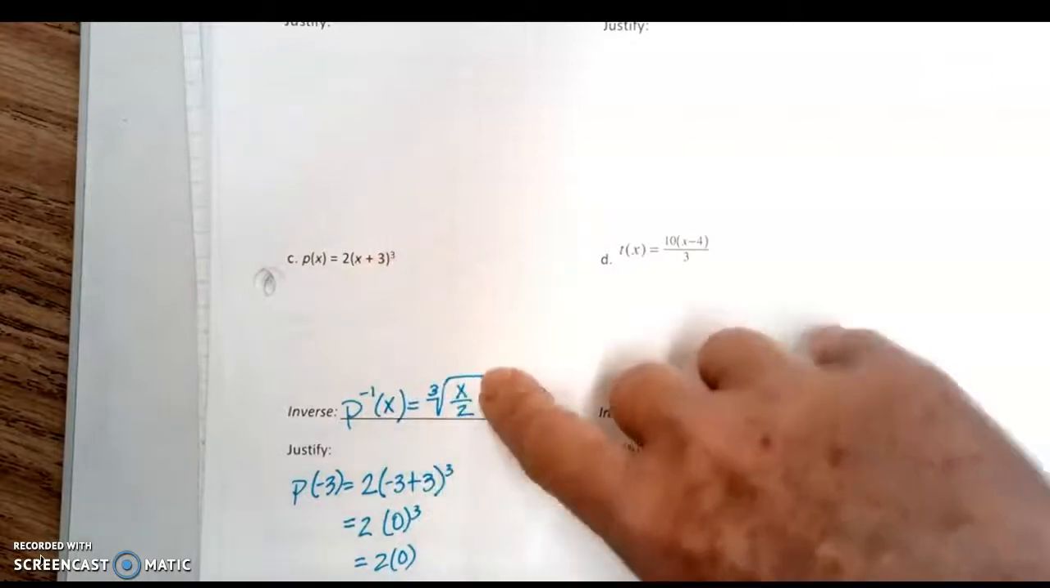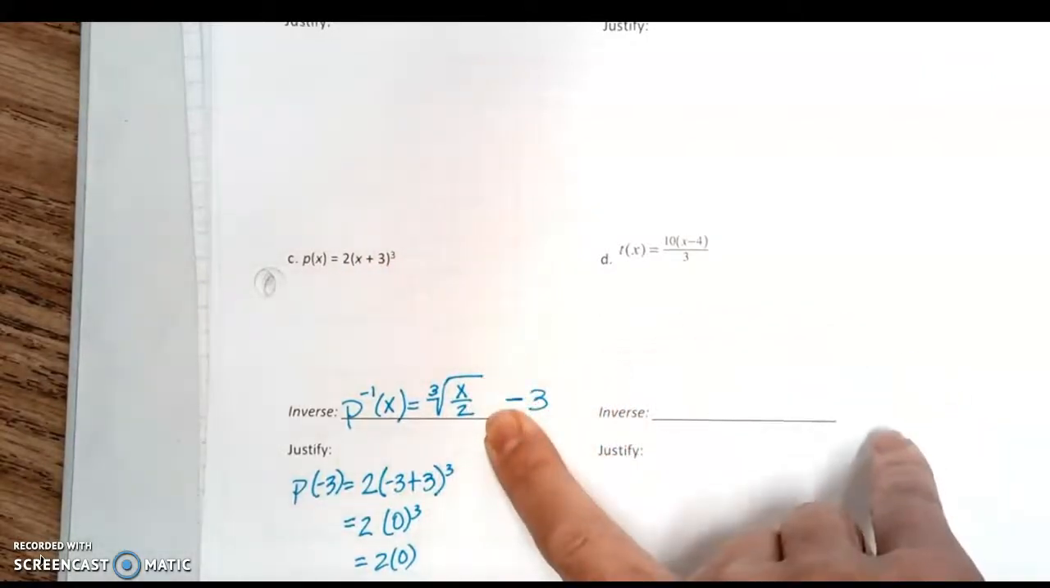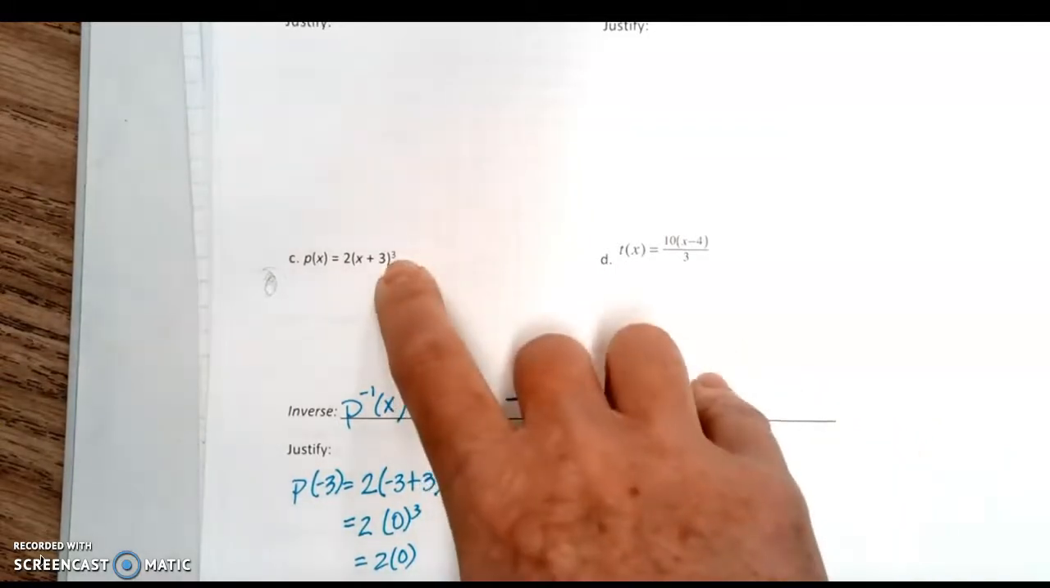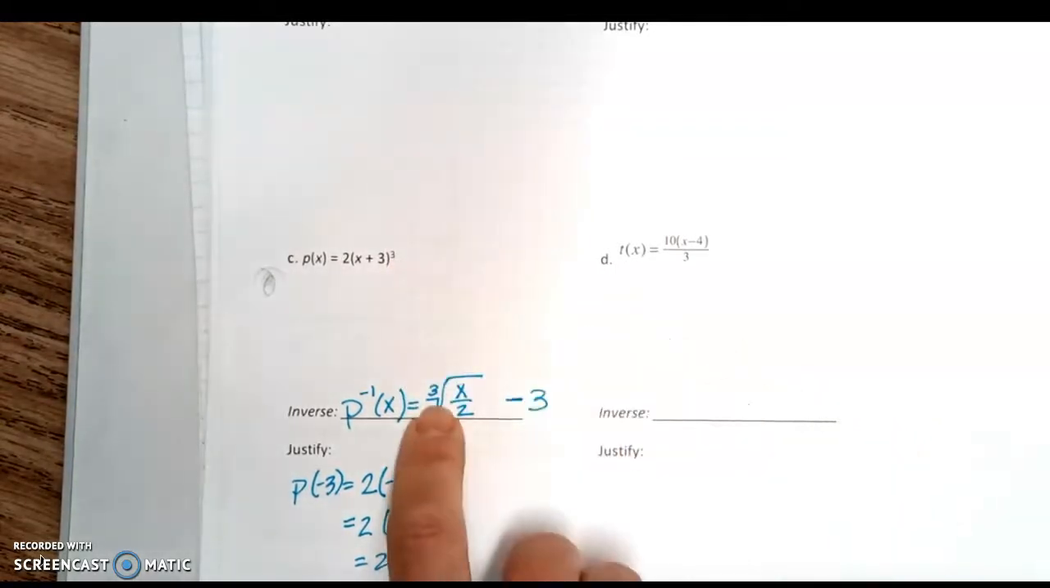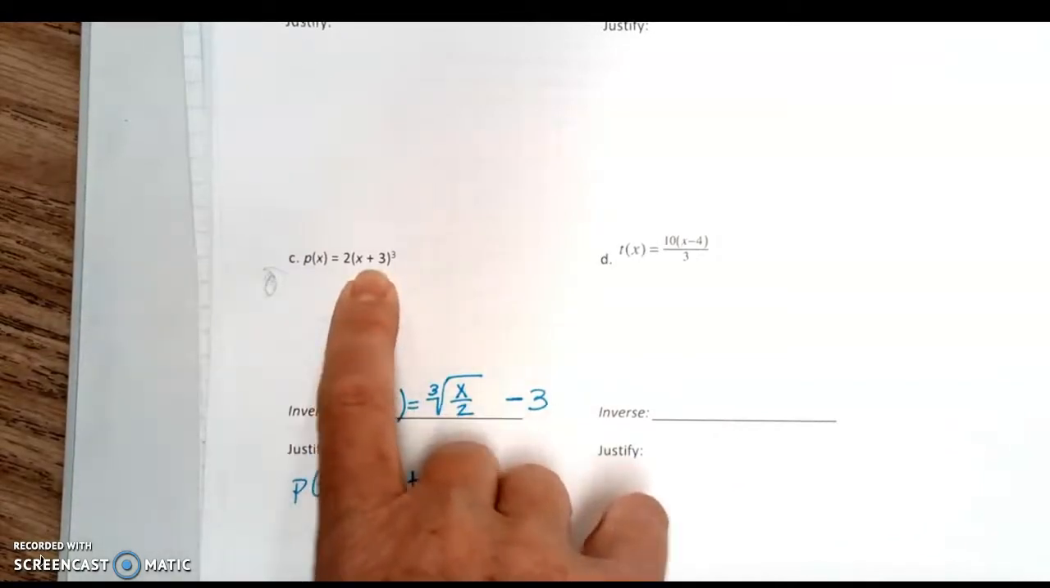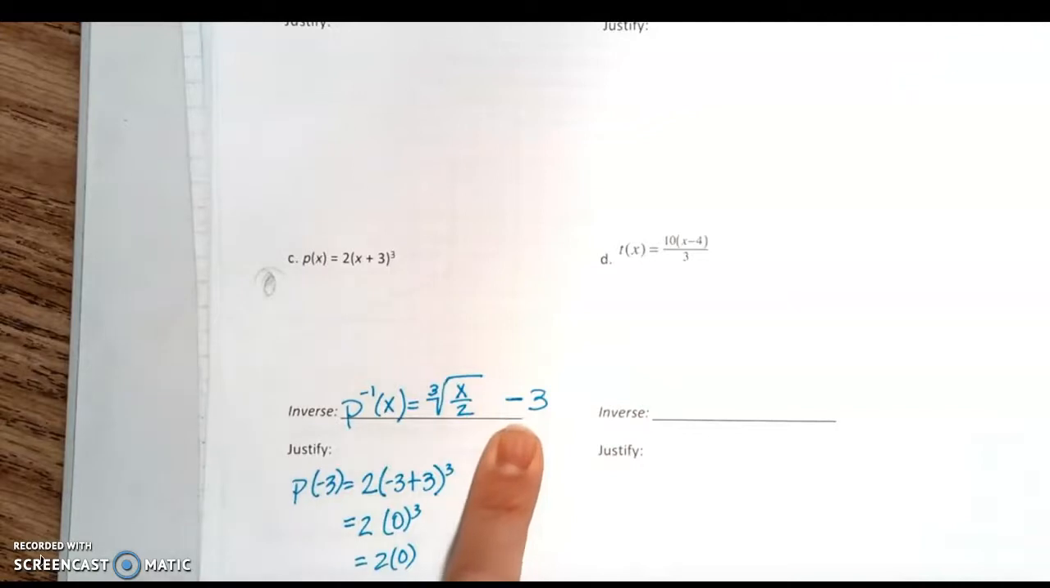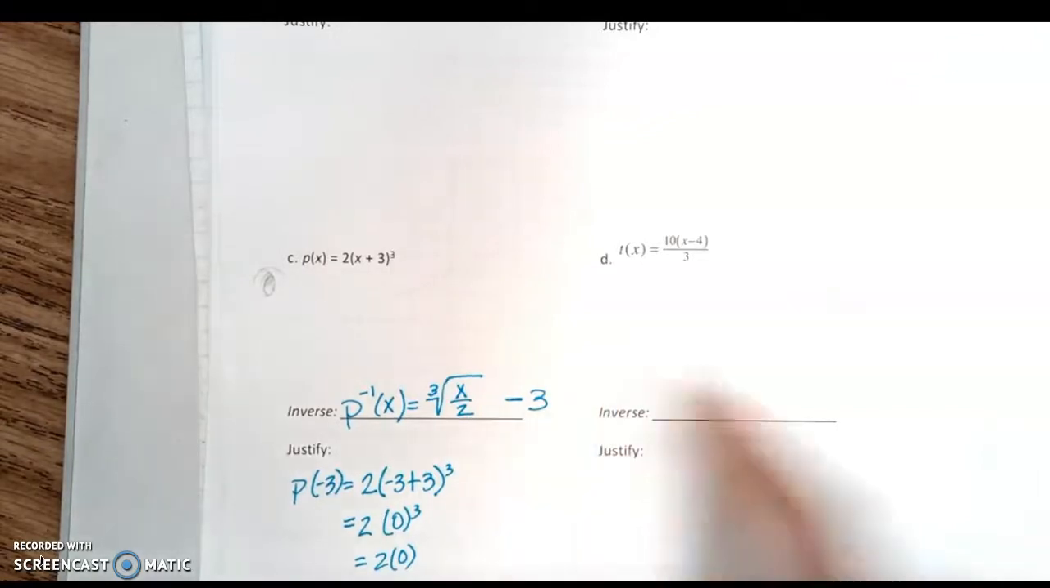We're going to take the x and we're going to divide it by 2 instead of multiplying by 2. And then the inverse operation of cubing, we just saw on the prior page, is cube rooting. And then the adding 3, the inverse operation is to subtract 3. Okay?